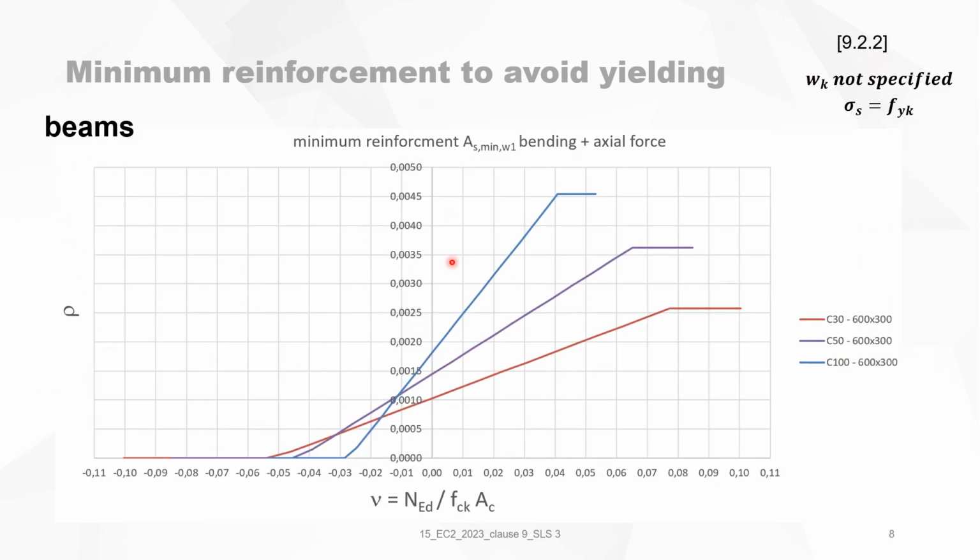For beams, we make a similar exercise, but this time for a beam with 600 millimeter depth and 300 millimeter width. This is for C100, this is for C50, and this is for C30. Again, for concrete qualities in between, you can get it by linear interpolation. And you will see you have a similar type of graph where there is a point where you don't need minimum reinforcement.